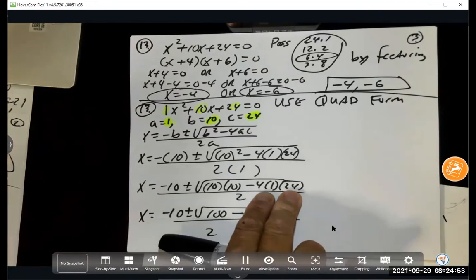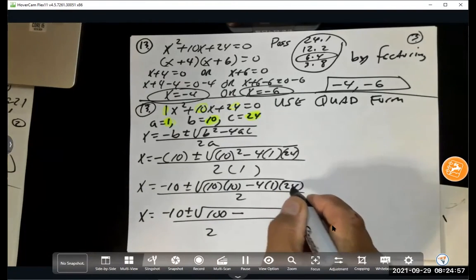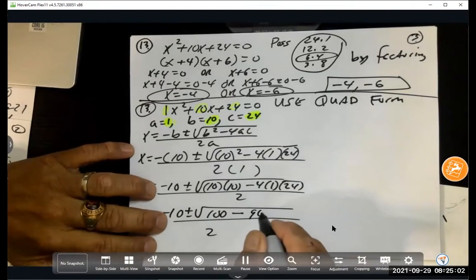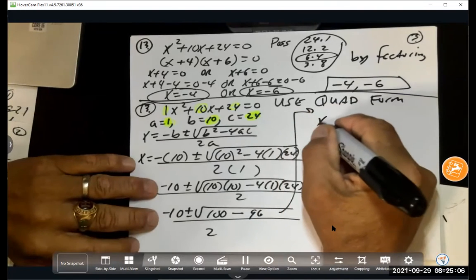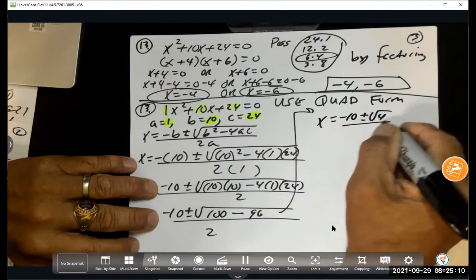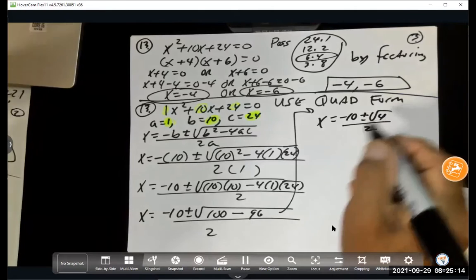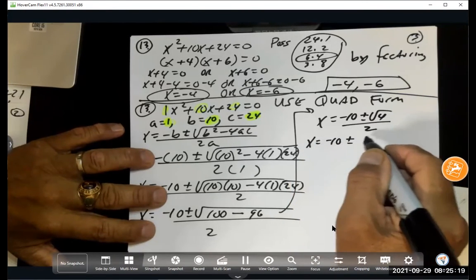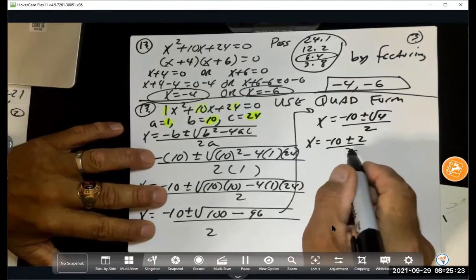Multiply 4 times 1 times 24. 96. There you go. All right. Subtract these two numbers right here. And it's going to say x is -10 plus or minus square root of 4 over 2. Now, can I take the square root of 4? What's the square root of 4? 2. Yeah.